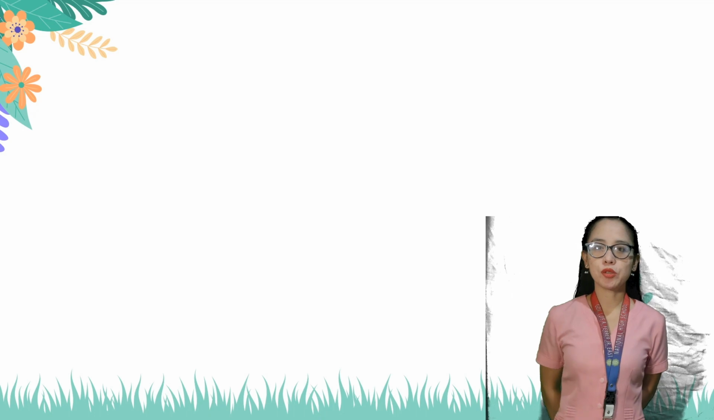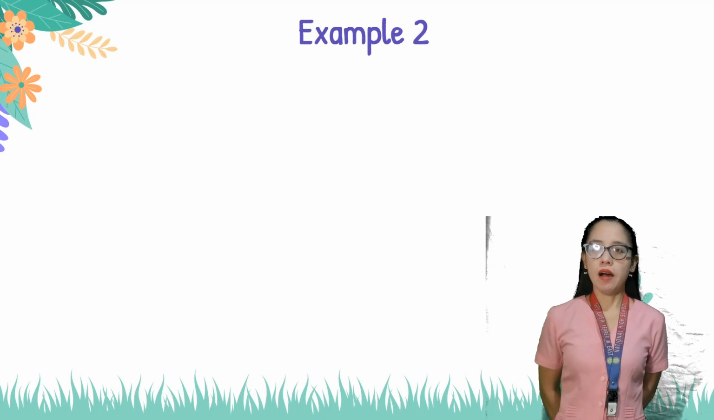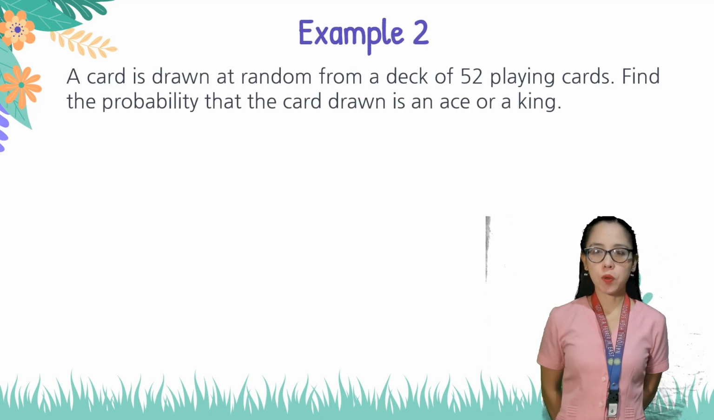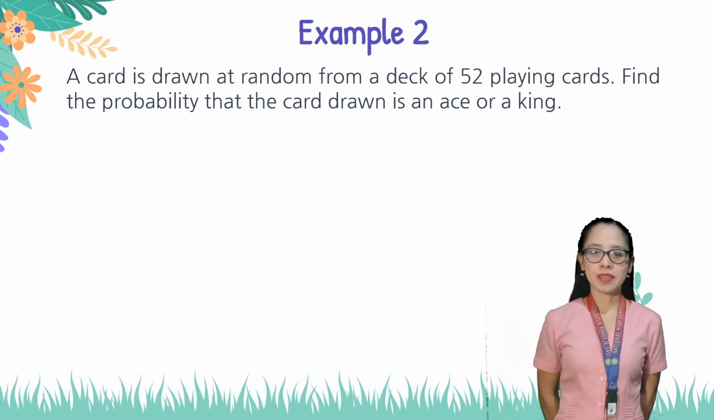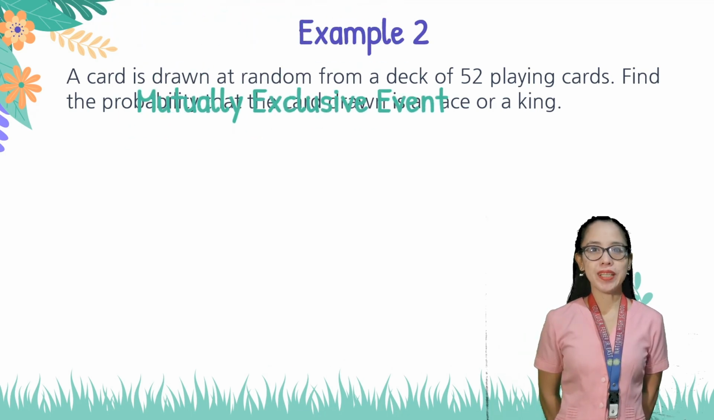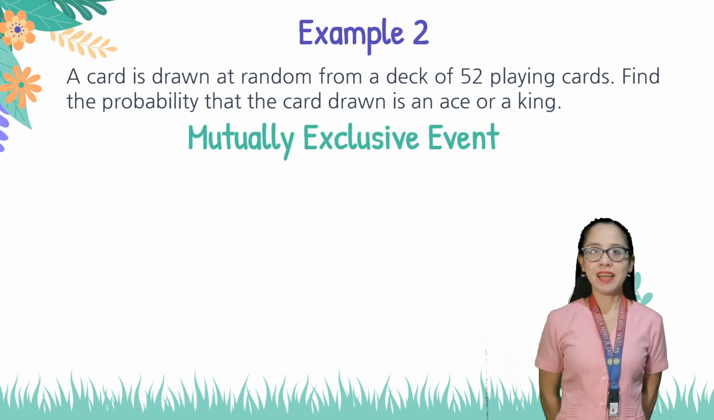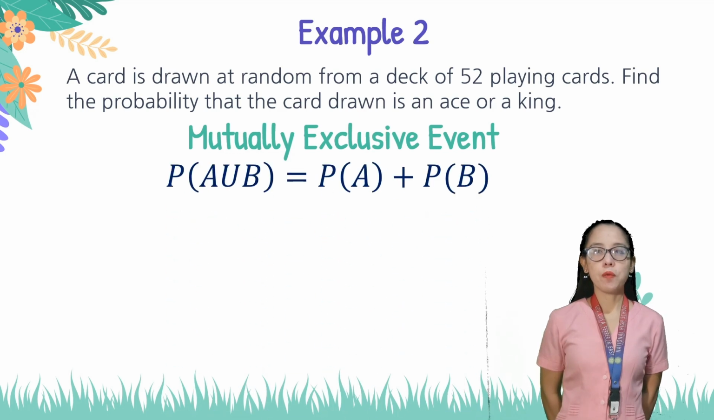Example number 2. A card is drawn at random from deck of 52 playing cards. Find the probability that the card drawn is an ace or a king. It is mutually exclusive event since they don't have any common outcome. To get the probability that the card drawn is an ace or a king, we will add the probability of A plus the probability of B.